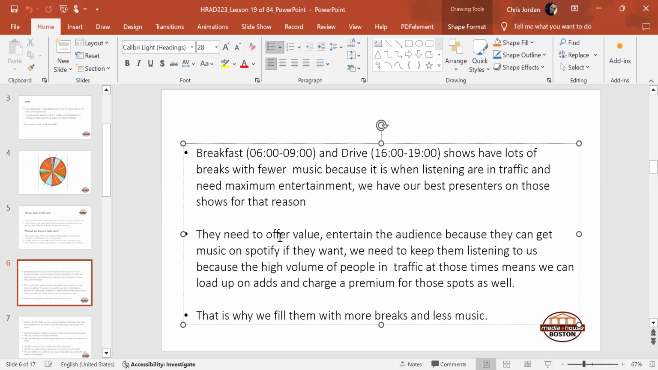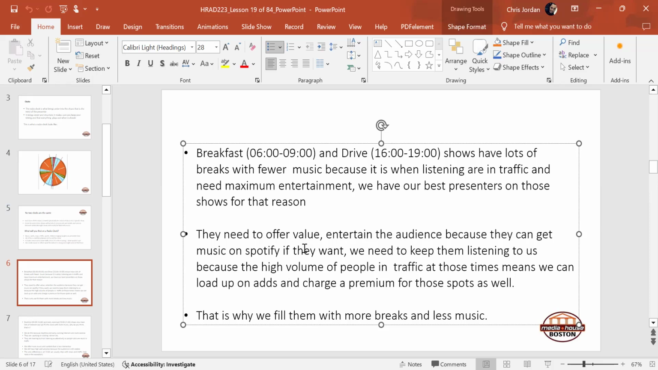They need to offer value, entertain the audience, because they can get music on Spotify if they want, right? And we need to keep them listening to us, because the high volume of people in traffic at those times means that we have basically a captive audience, right? A potential captive audience doesn't mean that they will listen to you. If you give them enough of a reason to not want to listen to you because the show is bad, you're bad, you've done bad things, quote unquote, they're just going to be like, thanks, but no thanks. And they'll try some other options before they decide, well, I'm going to just do away with radio for the moment. I'm not getting what I want, right?